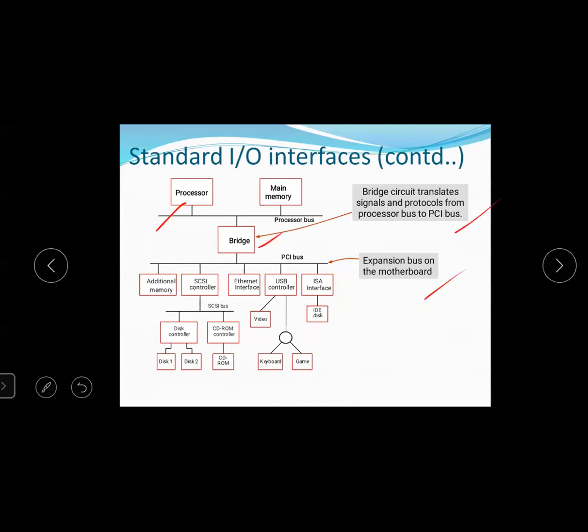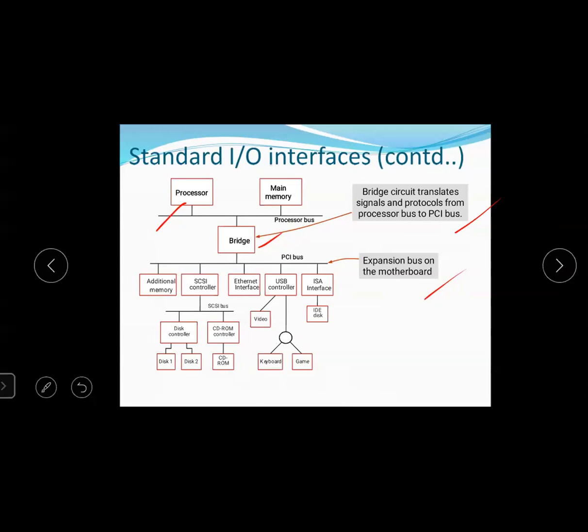The bridge circuit translates signals and protocols from the processor bus to the PCI bus, and from the PCI bus to the processor bus. It transmits the data between the processor bus and the PCI bus.